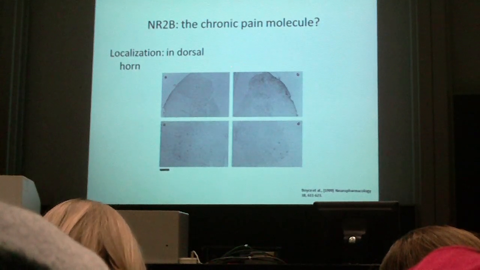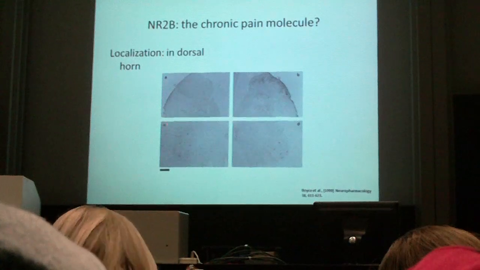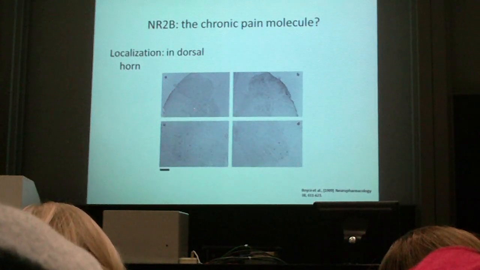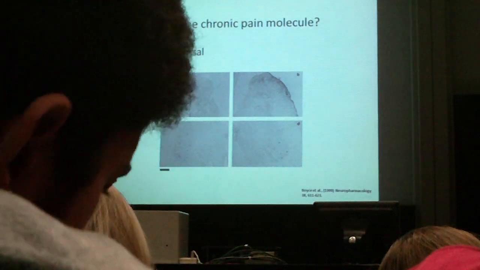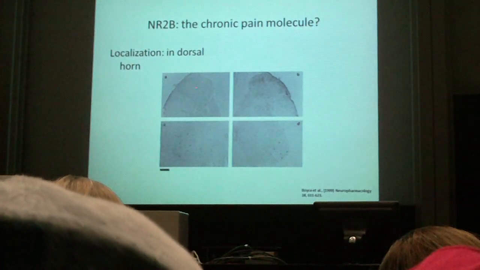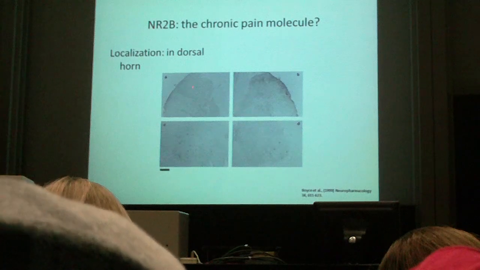Here you see again a part of the spinal cord. Here is the dorsal gray matter. Here are the dorsal columns. And as I told you, fibers came in here and end here on the pain transmission unit.